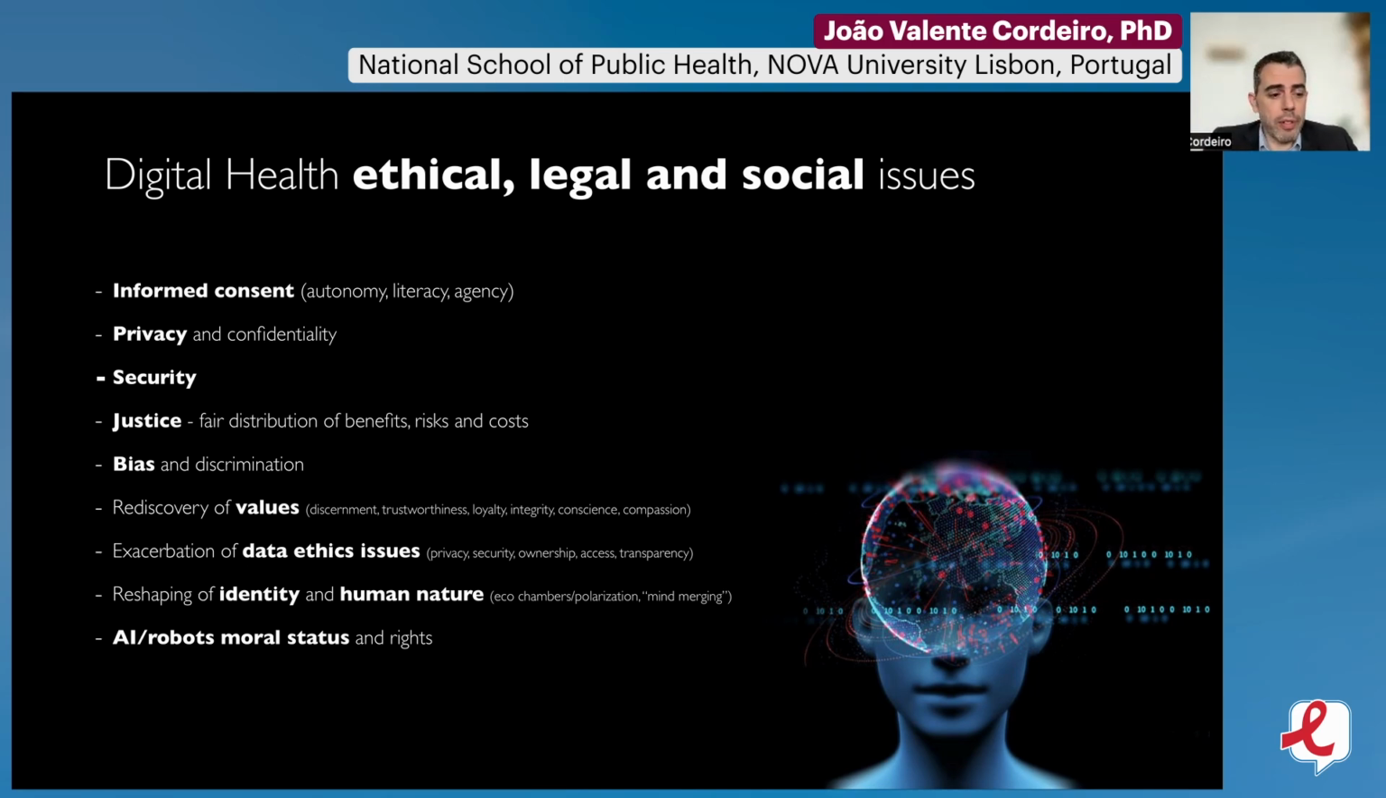Certainly, we need to have a conversation, or keep on having a constant conversation, on how to fairly distribute benefits, risks, and costs when we accelerate the pace of change and of innovation. And there's a human right to health, and also a human right to access the benefits of scientific progress. When we talk about using large amounts of data, we also need to be discussing the possibility of exacerbating data ethics issues: privacy, security, ownership, access, and transparency.